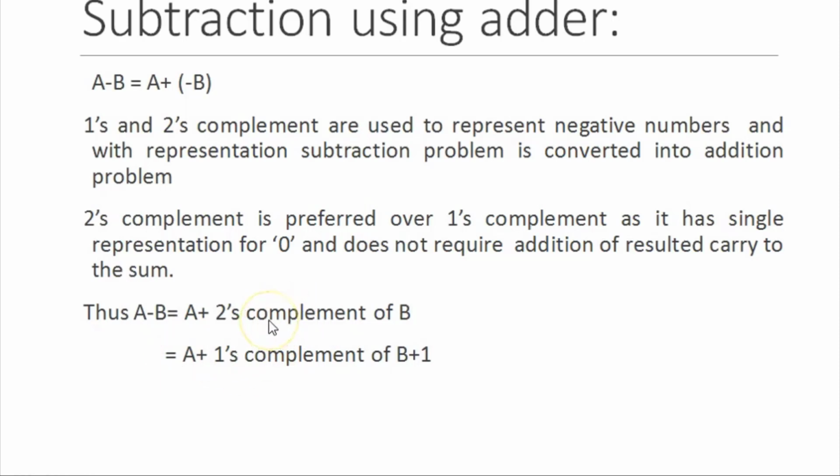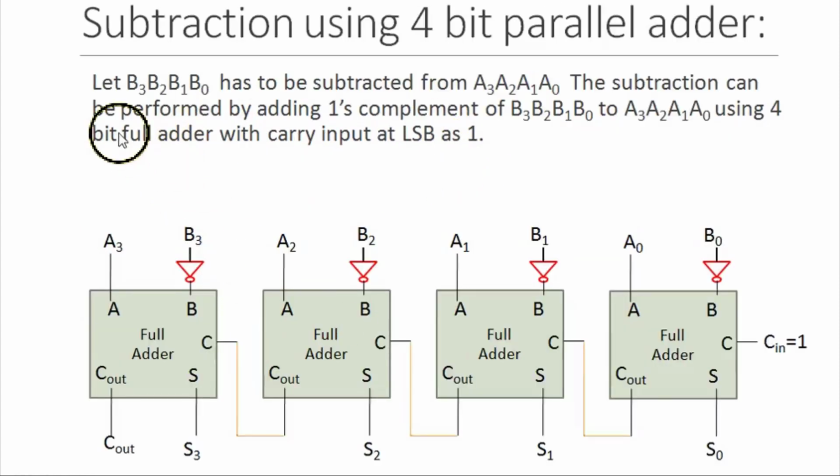and 2's complement implementation can be further done by using 1's complement and adding a 1 to the output. Thus, A minus B is equal to A plus 1's complement of B plus 1. The result of A minus B will be in 2's complement form. Thus, subtraction of two numbers can be easily effected using full adders.